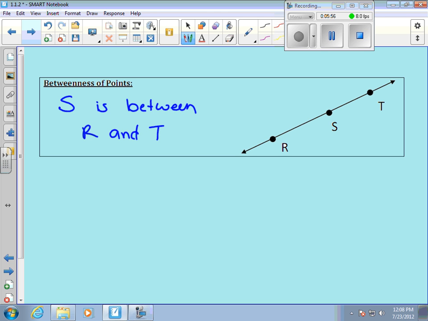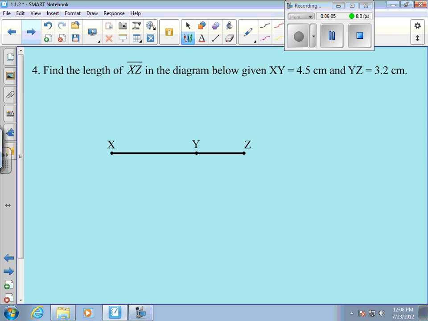And we're not saying that it's exactly between, it's just somewhere in between the points R and T. Okay, so we're going to keep that in mind when we're looking here, for example, at problem 4. It says find the length of segment XZ in the diagram below, given XY is 4.5 centimeters and YZ is 3.2 centimeters. So let's go ahead and draw this into our picture, the information that we do know.